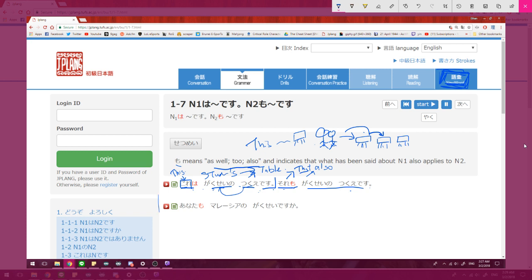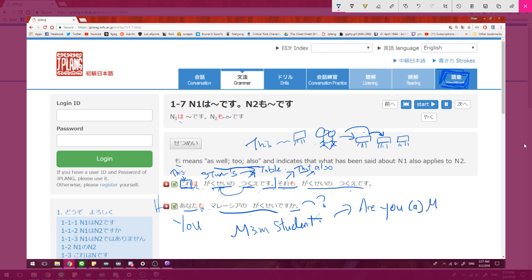And then we have the second sentence, right? In this case, you see, this time the sentence has just mo by itself. There's no wa particle, right? Anata mo Malaysia no gakusei desu ka? Saying, so anata means you, right? Malaysia no gakusei, we've already learned, means Malaysian student, right? And then ka means question mark, right? So we can do this with: you a Malaysian student, right? This is all we know so far, right?